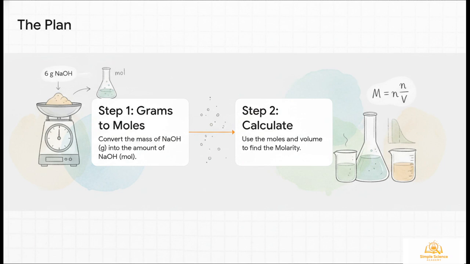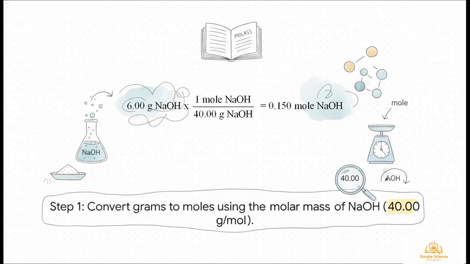First, the molarity formula needs moles, but we were given grams. So step 1 has to be converting those grams into moles. Then, once we have that, step 2 is easy. Just plug our numbers into the molarity formula. All right, step 1, that conversion. We just need the molar mass of NaOH, which, if you add it up from the periodic table, is 40 grams per mole. So we take our 6 grams and divide by 40 grams per mole. The grams cancel out, and that leaves us with 0.150 moles.